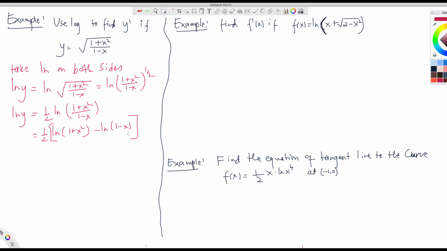Now it is easy to find the derivative of this, right? Because the derivative of natural log of u is 1 over u times u prime. So let's find the derivative. Differentiate. What do you get?